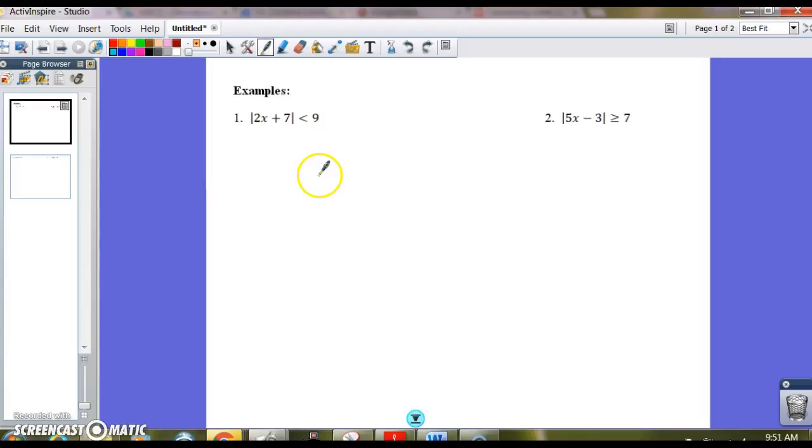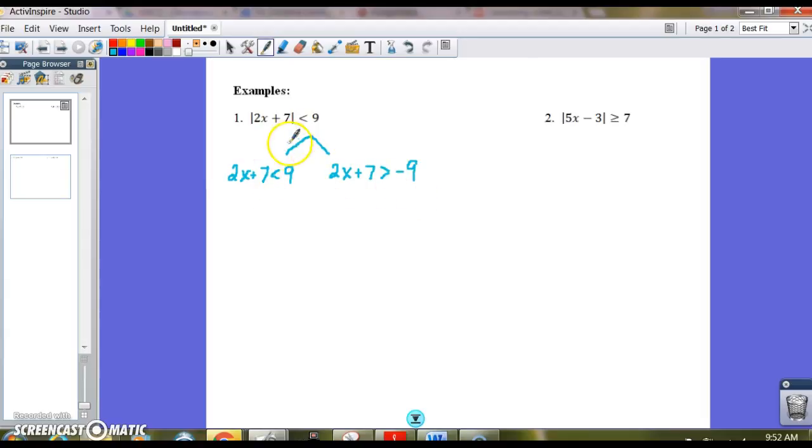From here, you are going to set up two inequalities, okay? The first one, you're just going to take it out of the absolute value symbols and leave everything else the same. So I just have 2x plus 7 is less than 9. The other inequality is you take it out of the absolute value symbols, you flip the inequality, and you negate the other side, meaning you change the sign. So positive 9 becomes negative 9, the less than became a greater than. Those are your two inequalities.